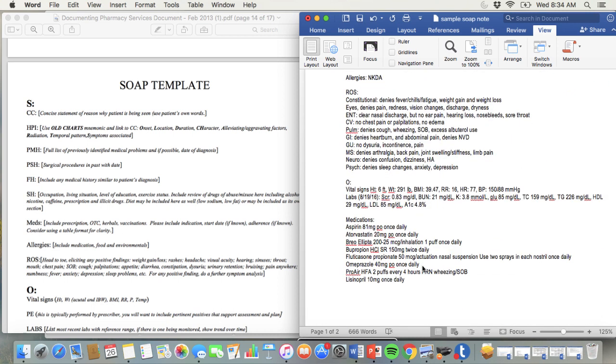And then that takes us to the objective information. It is again important here to put pertinent positives and negatives when you're talking about vitals, labs, and any sort of diagnostic testing. So for this patient, we always want to put vitals. So you can see here the patient's height and weight and BMI. So this patient is obese, which contributes to their cardiovascular risk. So that's pertinent to this patient for sure.